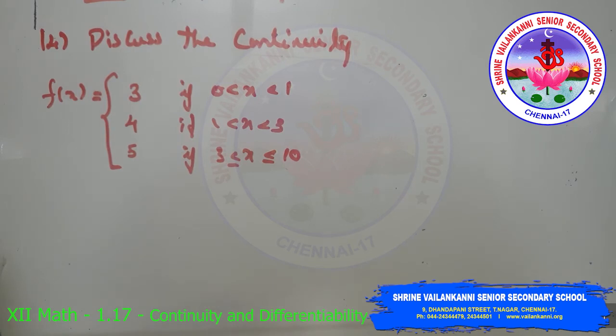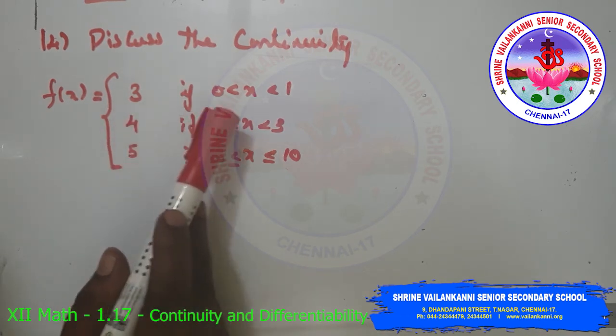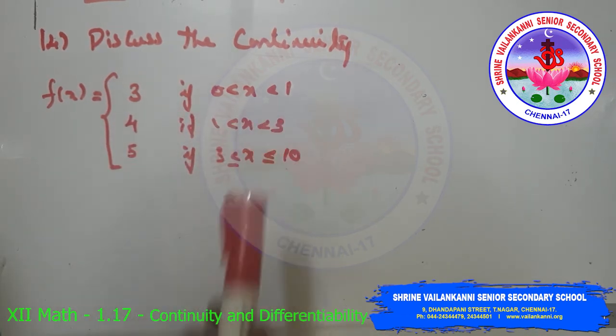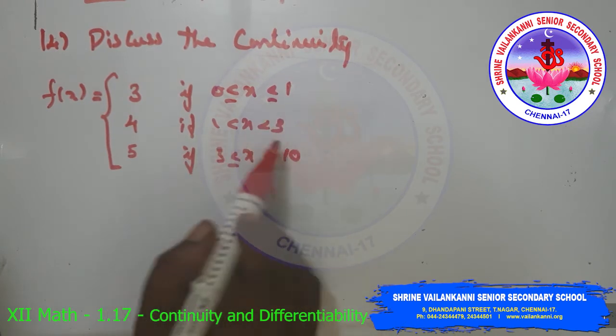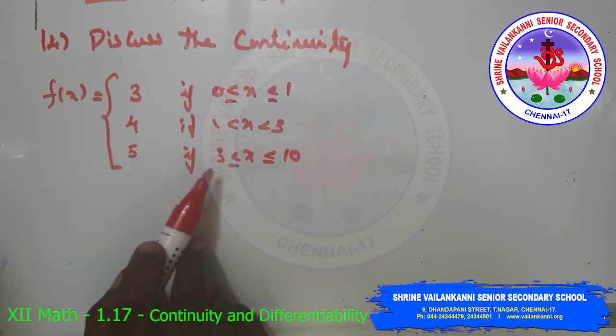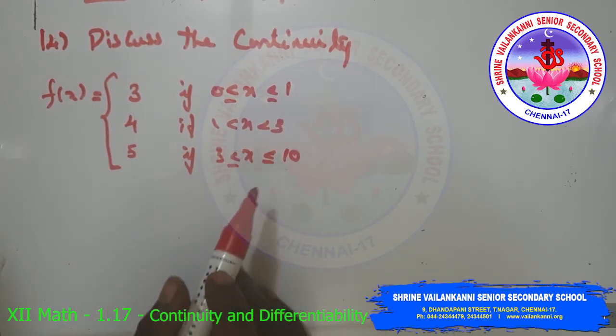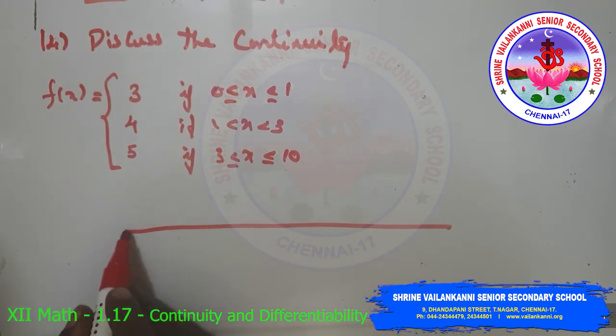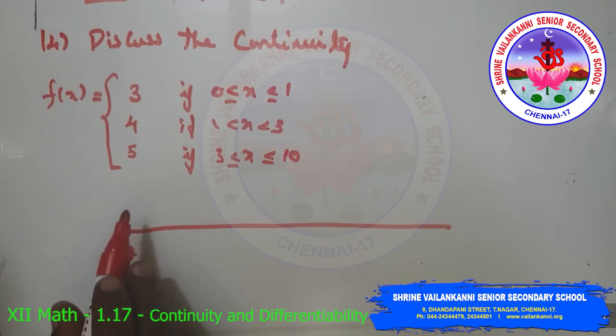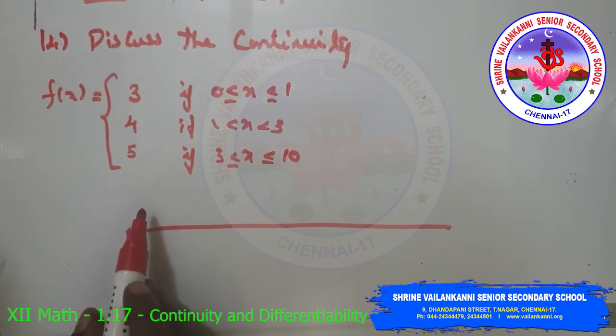So question number 14, discuss the continuity of the function where f is defined to be 3 if x lies between 0 and 1, and f of x equal to 4 if x lies between 1 and 3, and it is 5 if x lies between 3 and 10. Using the number line, at x equal to 0, the function is defined to be 3.